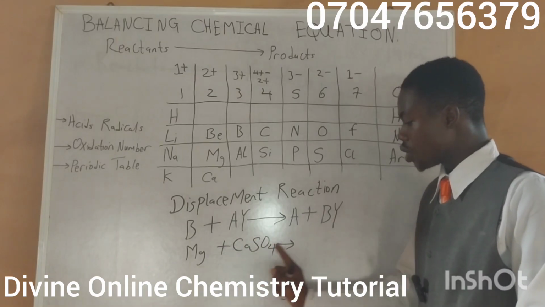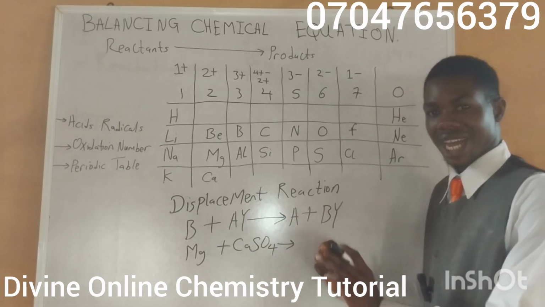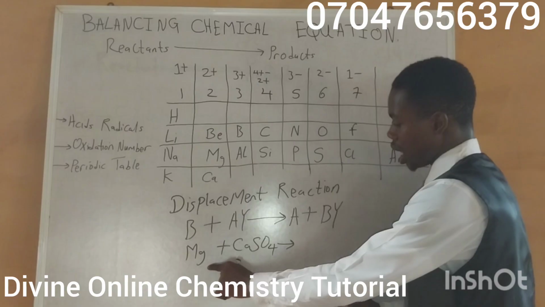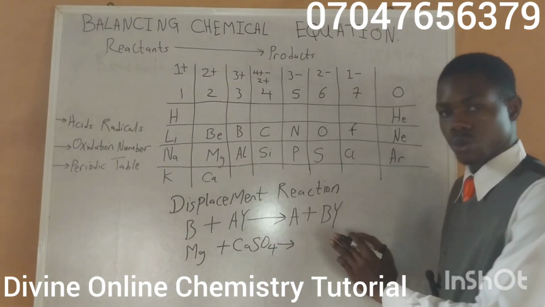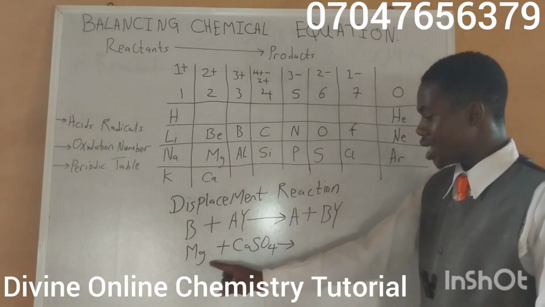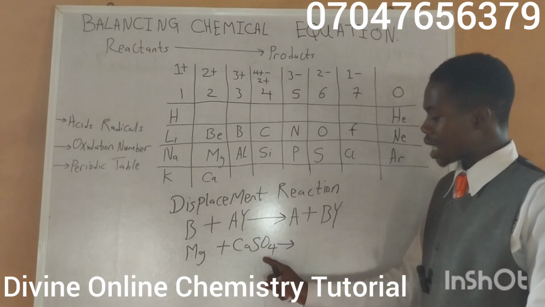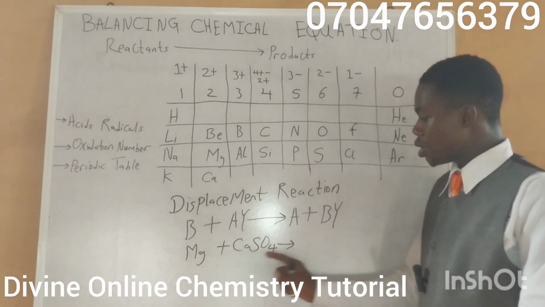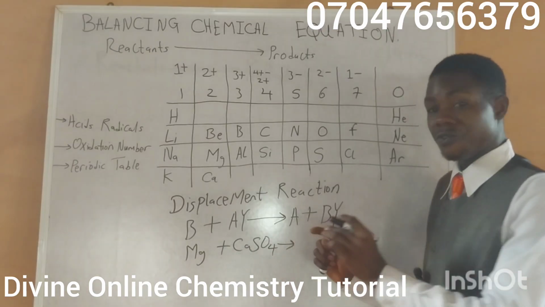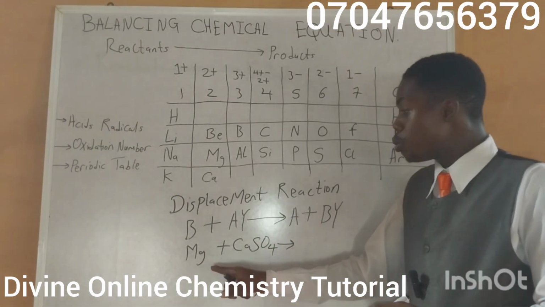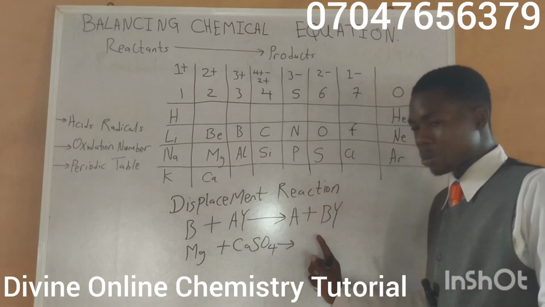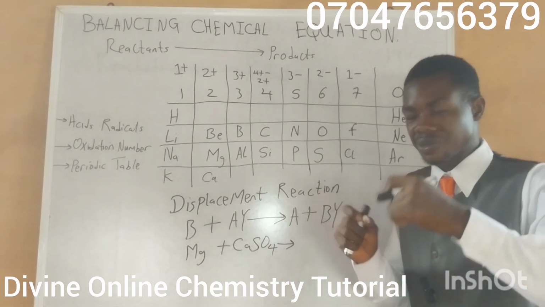Magnesium plus calcium tetraoxosulfate 6. Now just imagine that you are given a reaction like this to balance, to form the product side. A single metal here is combining with a metal with an acid radical attached to it. Once you see something like this, the first thing that should come to mind is what reaction does this equation fall under? The moment you know the reaction, then you know what the product will be, because you know the meaning of that reaction.